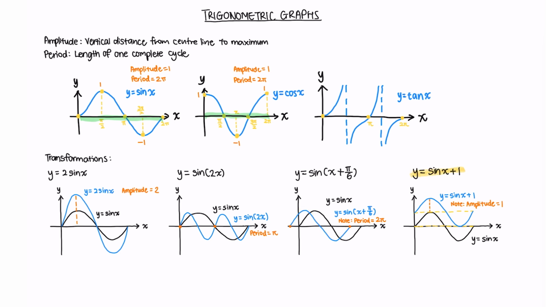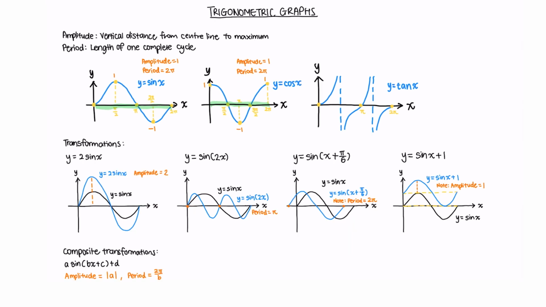Similarly, if we have a translation in the y direction, this does not affect the amplitude. Even though the maximum point is now at 2, remember, the amplitude is the vertical distance from the center line to the maximum. The center line is now at this green line here, at y equals 1. If you look, this is the center line of the new transformed trig graph, sine x plus 1. So this distance, this orange distance that you see over here, is just still 1. So the amplitude is still 1.